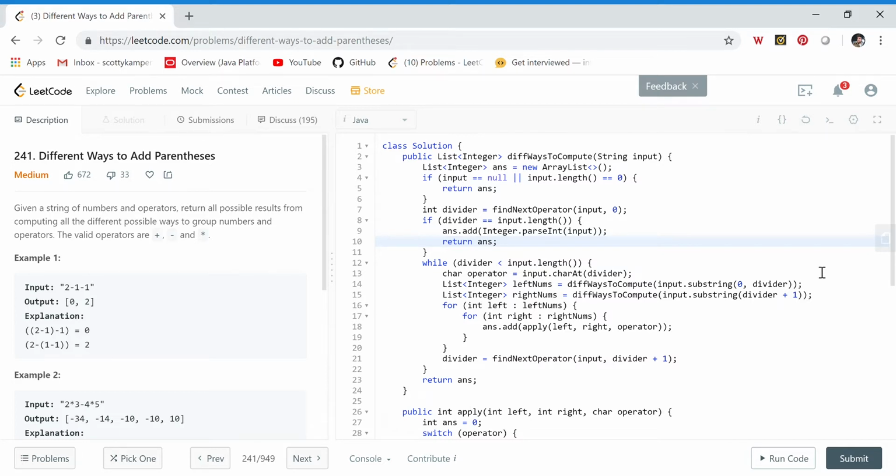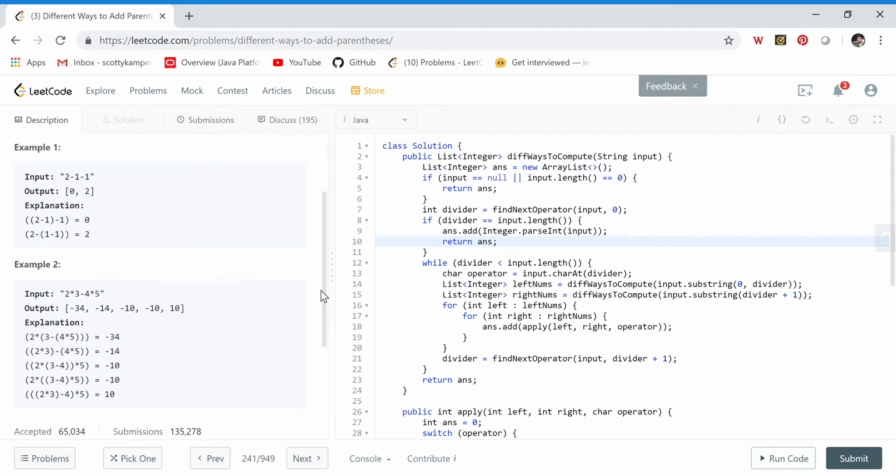Hey everyone, we're going to solve the different ways to add parentheses problem on LeetCode. The description: we're given a string of numbers and operators. We return all possible results from computing the different ways to group numbers and operators. The valid operators are plus, minus, and multiplication.